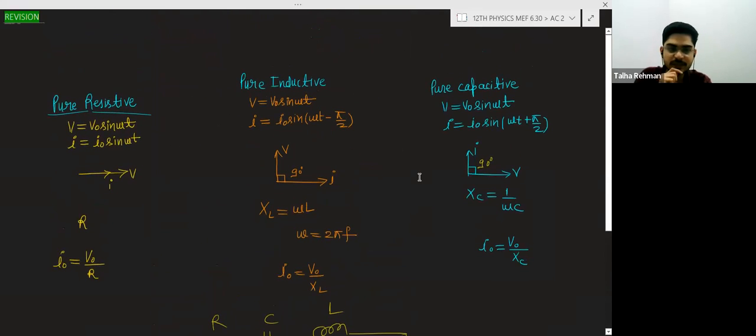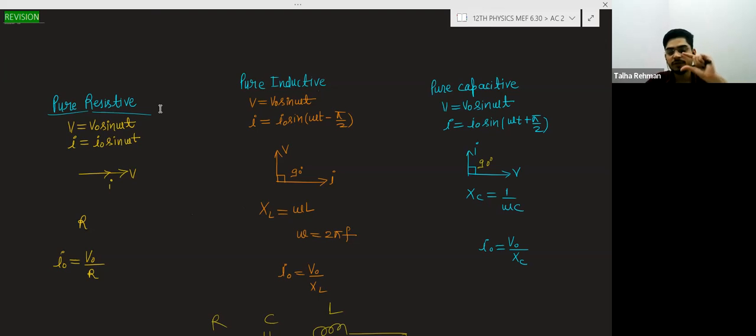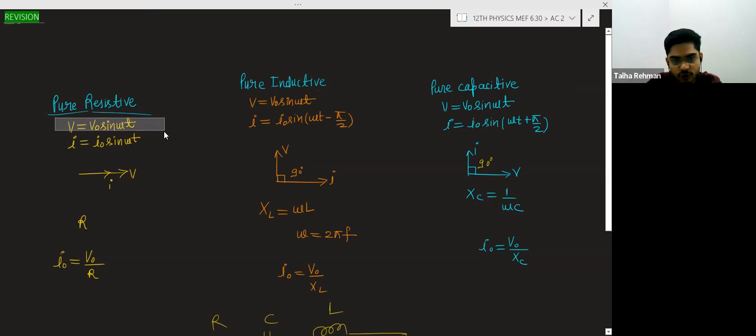Okay, so we have discussed the purely resistive circuit. What is the meaning of the purely resistive circuit? You are connecting only a resistor with an alternating voltage source. So there I have written the equation of the voltage V is equal to V naught sin omega t.